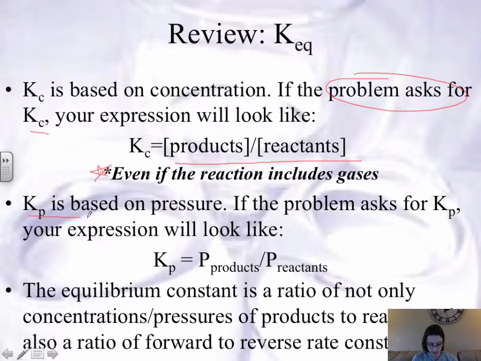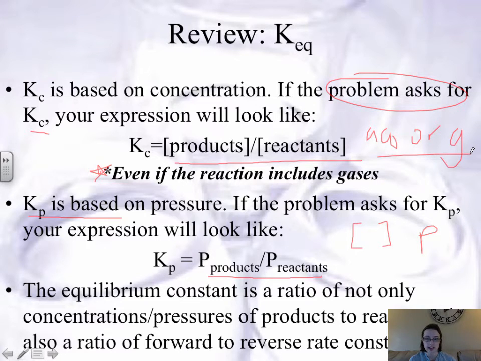Then we have Kp. Kp, remember, is based on pressure. If the problem asks for Kp, then we're going to represent it like this. Again, products over reactants, but now rather than having concentration, we have P to represent the partial pressures. With Kp, you can only talk about gases because aqueous solutions don't have a pressure. So remember also when we want to write the equilibrium constant expression, it's only for aqueous or gases. All right, so only aqueous or gases.